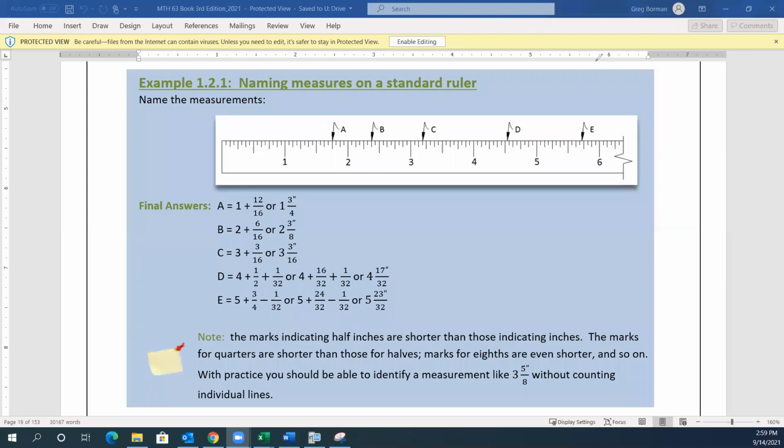All right, everybody. So let's take a look at a couple of examples in this section. Learning to read a ruler. Now, there are two main kinds of rulers. There's the standard measurement ruler that we're working with right here.